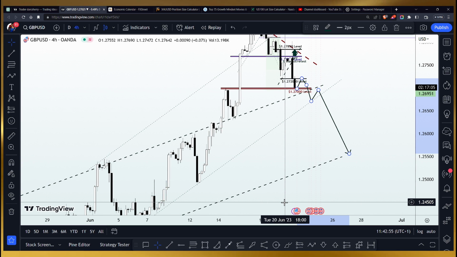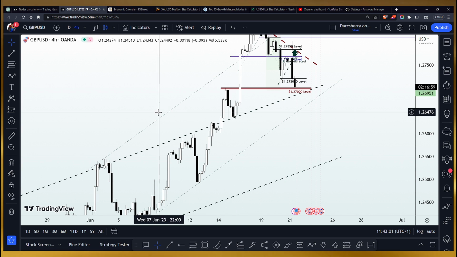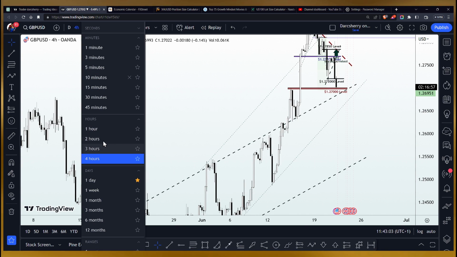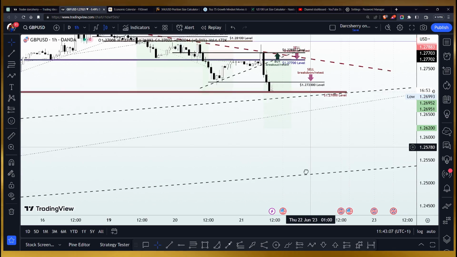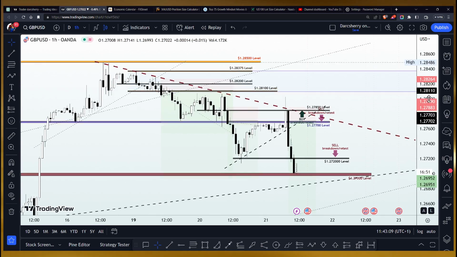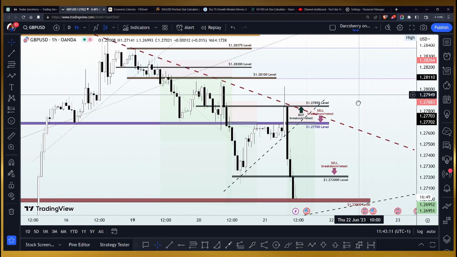So now, with the information we have gathered here on the 4 hours time frame, let's scale back down into the 1 hour time frame, where we have been selling the GBPUSD since the beginning of this week. Now scaling down into the 1 hour time frame, this was our setup here.